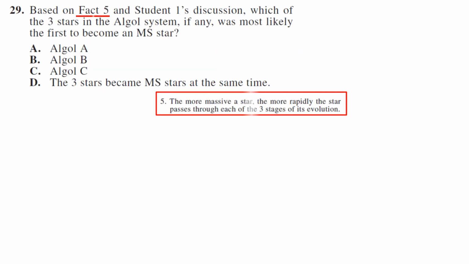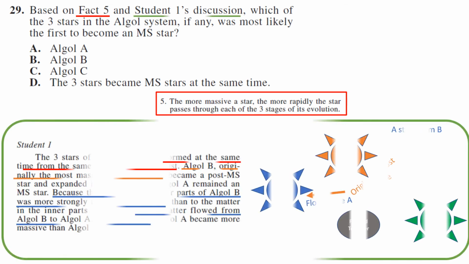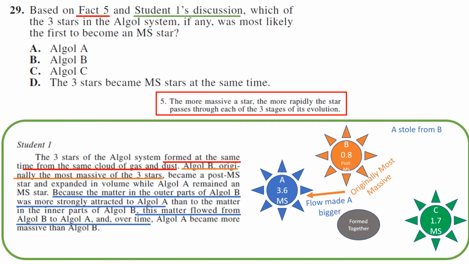Based on fact 5, the more massive a star, the more rapidly the star passes through each of the 3 stages of its evolution. And student 1's discussion, so put your finger on student 1's discussion, which of the 3 stars, if any, was most likely to become an MS star first? So we know that B was originally the most massive, so therefore B went through the stages the fastest.